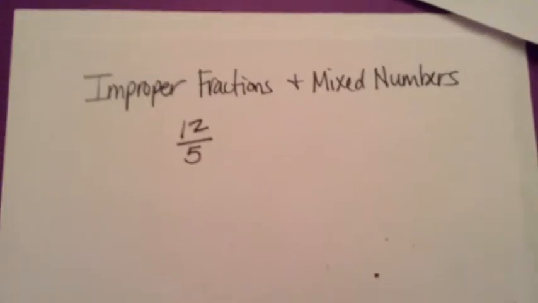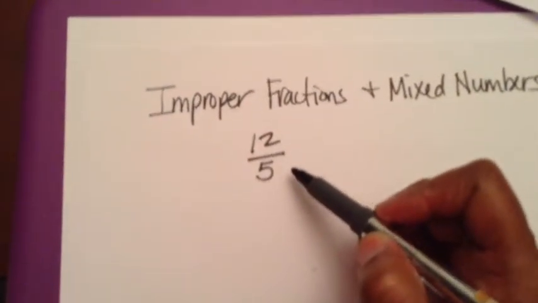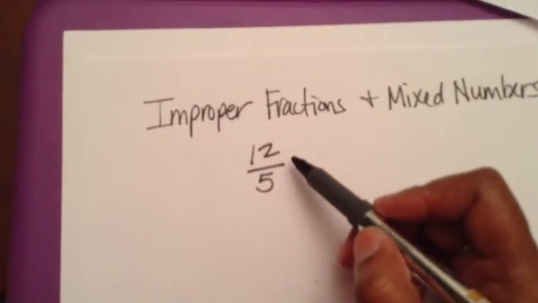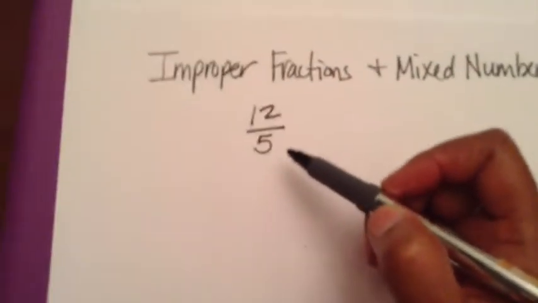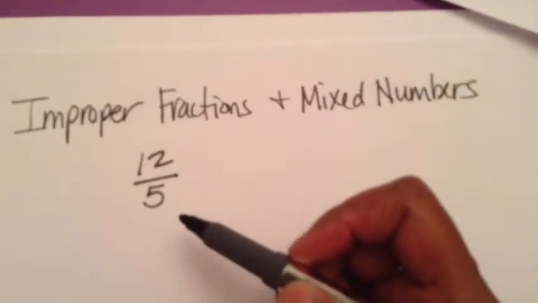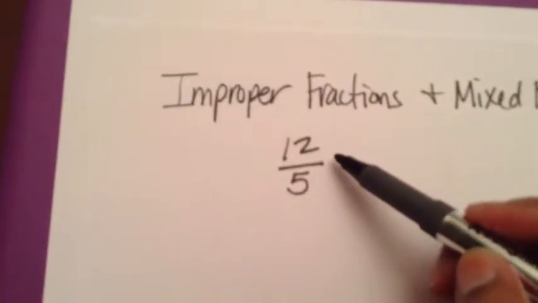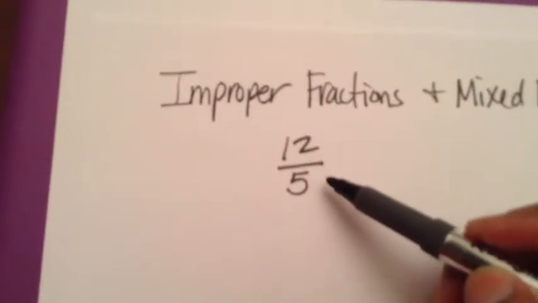So let's quickly review. An improper fraction is whenever the numerator is greater than the denominator. We then can change that improper fraction to what is known as a mixed number. A mixed number usually has a whole number and a fraction. Remember that a fraction is a division problem.